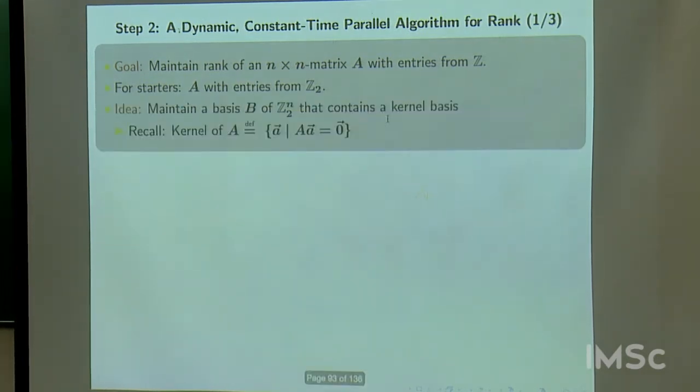So we maintain a basis of Z2 to the n which contains a kernel basis. What is a kernel basis? It's a basis of the kernel of A, which is those vectors v such that A times v is equal to 0. So they are the vectors that are mapped by A to 0, forming the kernel of A, and we just want to maintain a basis of Z2 to the power n which includes a basis of this kernel.